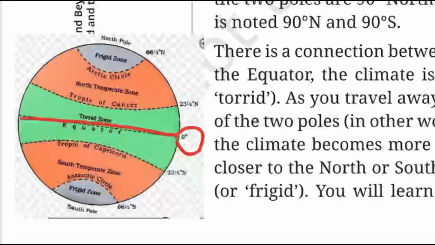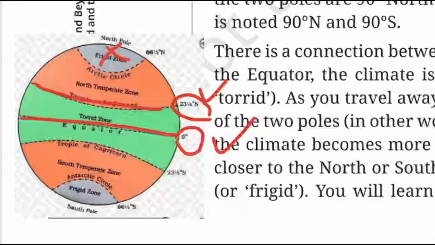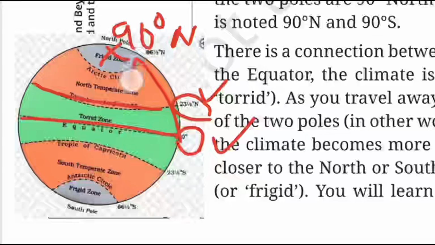Okay, then here this particular line is 23.5 degree north. That is more than 0 degree, isn't it? Then here at the pole, this is 90 degree north. So the angle is increasing. That means we are saying latitude increasing. Increase in the latitude basically denotes the angle. That angle is increasing towards the pole. That is the meaning.